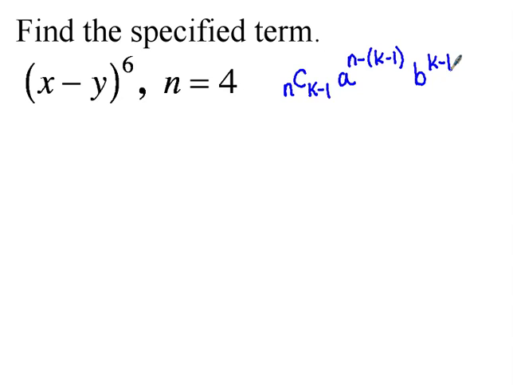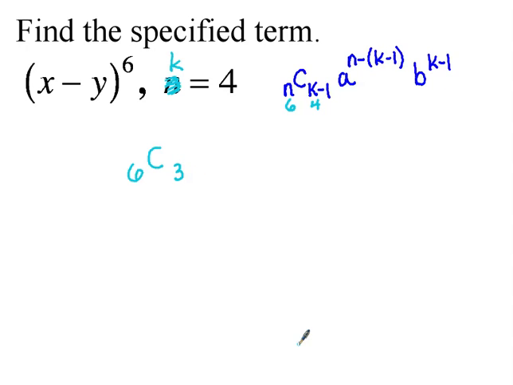So now, what term am I trying to find? I'm trying to find the 4th term. Okay? So in this case, this is actually k. So this is actually 4, this is 6. So it's going to be 6 choose what? 6 choose 3, because it's 4 minus 1.